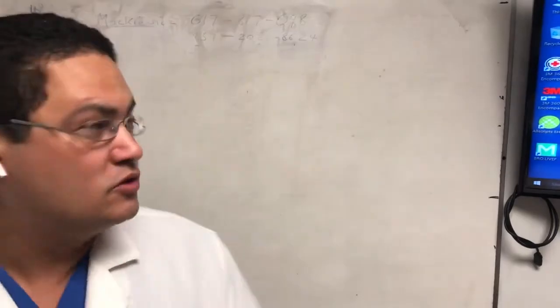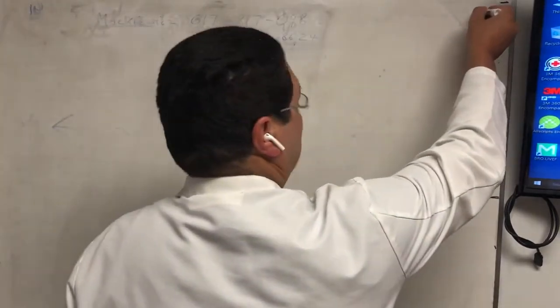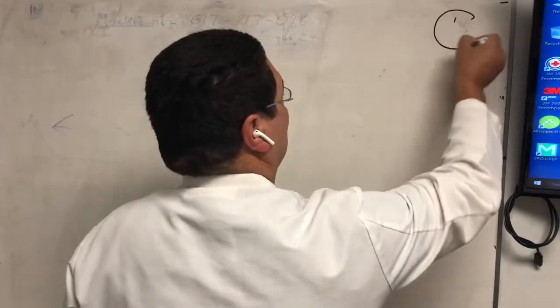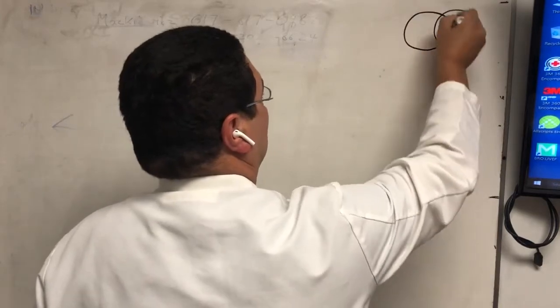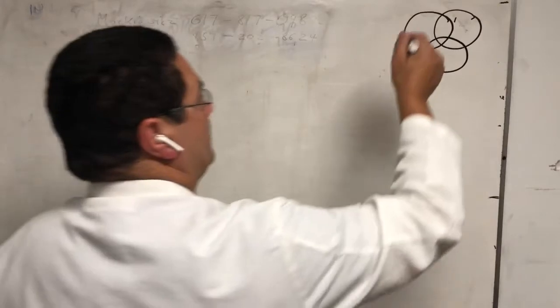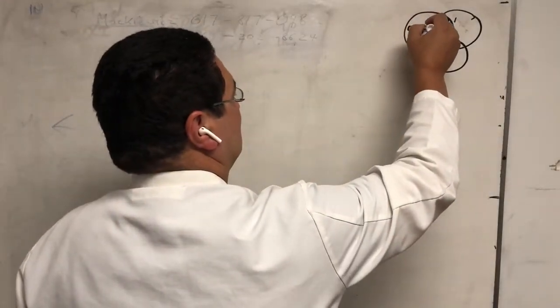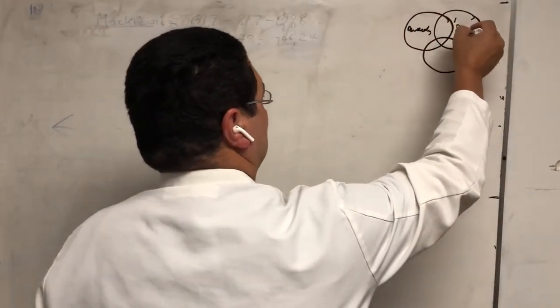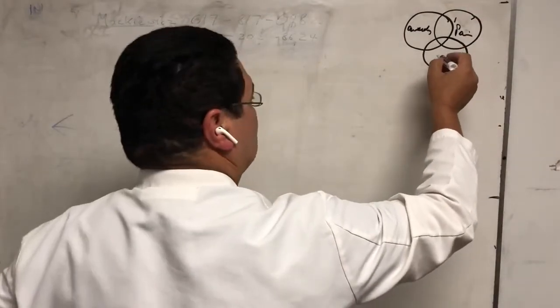Right, we're gonna start talking about sedation. So when we talk about sedation, we're gonna talk about three intermingling circles like this. Okay? Anxiety, pain, and delirium.